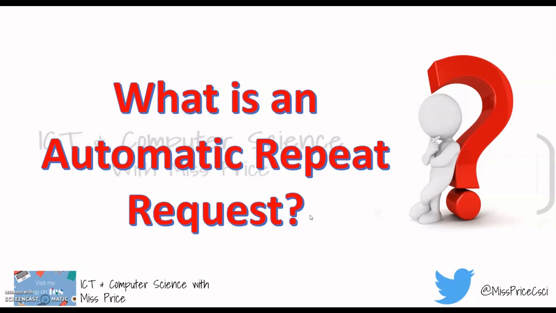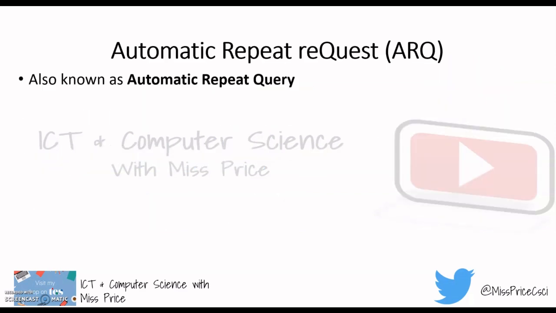So, automatic repeat requests. This is our next error checking method, and this is very straightforward. It's also known as ARQ, meaning automatic repeat request, but the Q can also stand for query, so sometimes it's known as automatic repeat query.